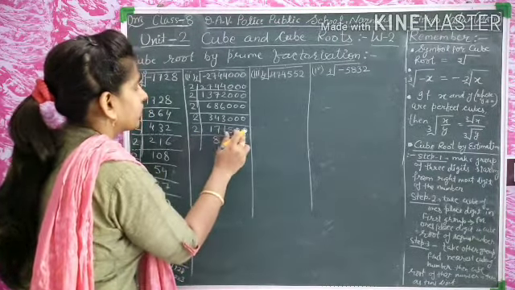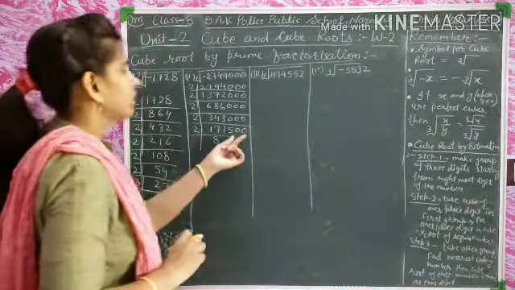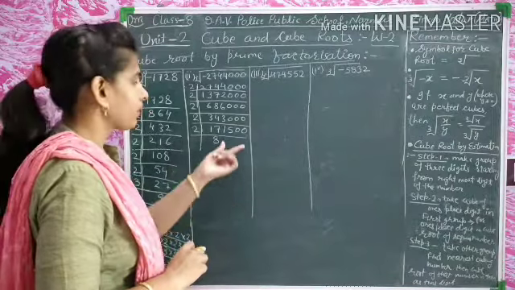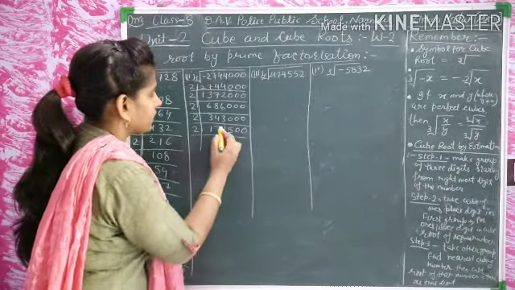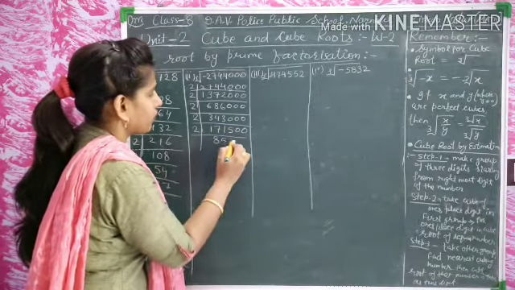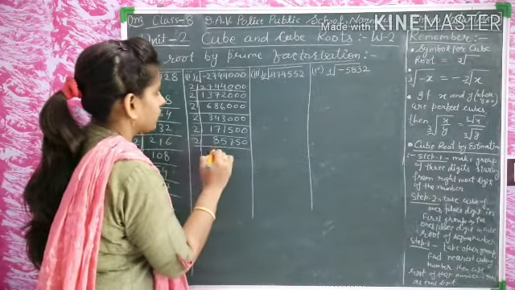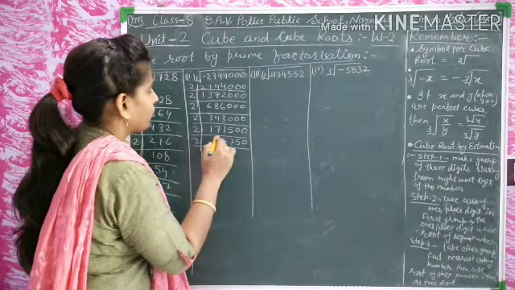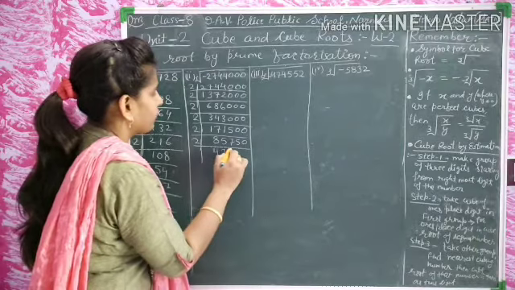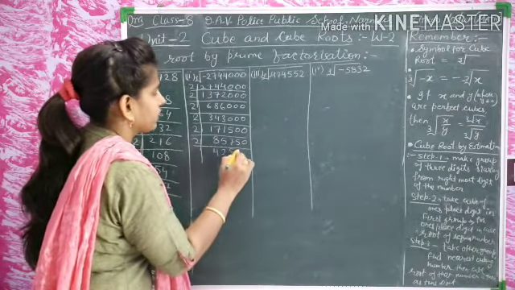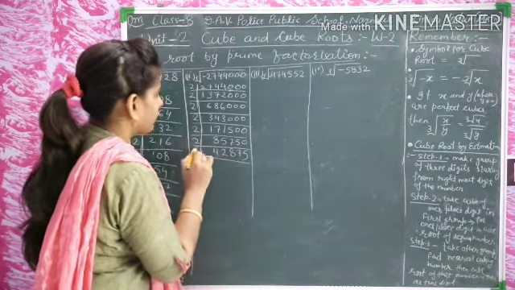If the number is not divisible, we are processing this method. 2 8s are 16, 2 5s are 10, 2 7s are 14, 2 5s are 10, this becomes 0. Now again, 2 4s are 8, 2 4s are 8, and 2 2s are 4, 2 8s are 16, 2 7s are 14, 2 5s are 10.